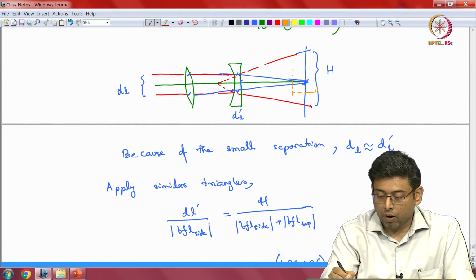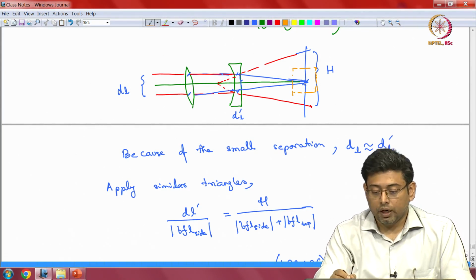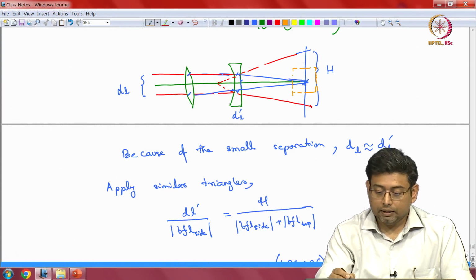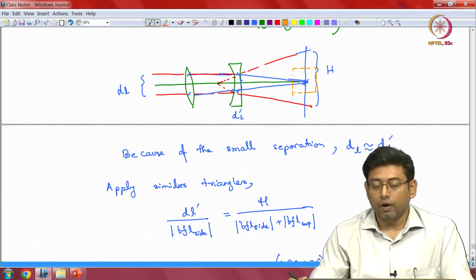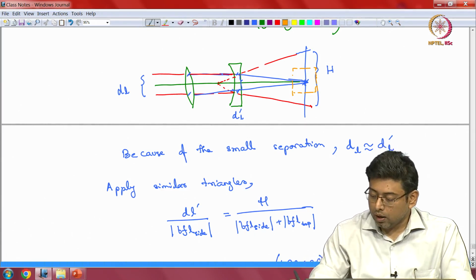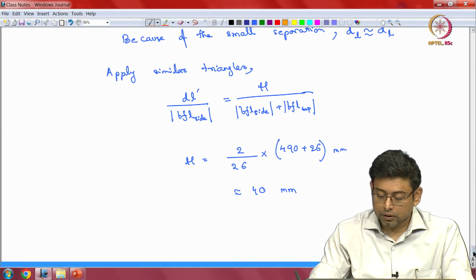But your experimental cross section should be something like this, placed at the location of the back focal plane, and its span should be much smaller than this h, which is why we had to find the value of h. So you know how to create your experimental cross section. Okay.